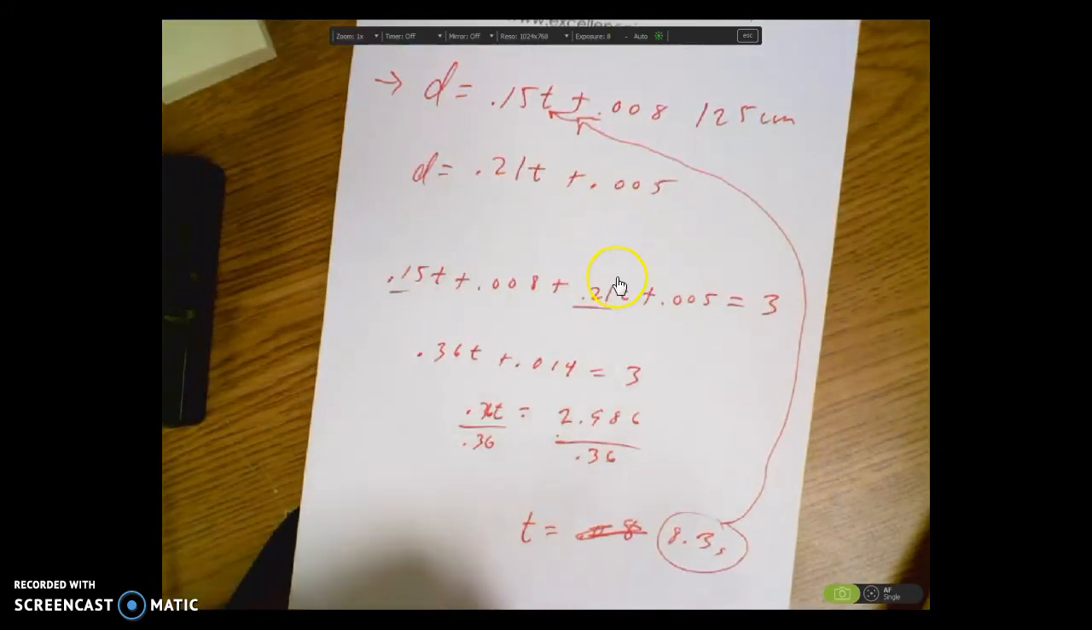So this is the part you're going to want to do with your group, okay, with your two groups together.